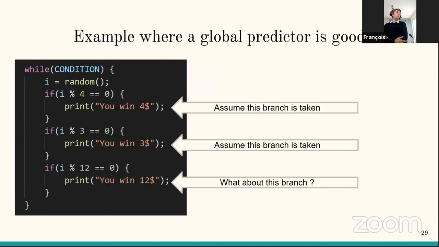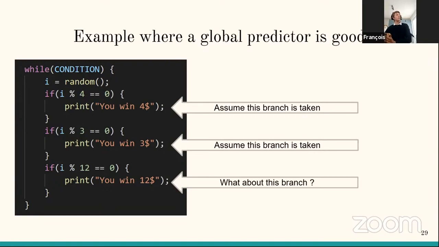Here, assume we have a small lottery game with an E that is generated with a random function. Assume we know that for the first two branches, E modulo 4 equals 0 and E modulo 3 equals 0, these two branches are taken. Then, using simple number theory, we can predict that the third branch will be taken. And if one of the first two branches is not taken, then again, with simple number theory, we can predict that the third one will not be taken. This is an example where a global predictor is very good, because you take the global history of the branches and can deterministically say whether the branch will be taken or not.